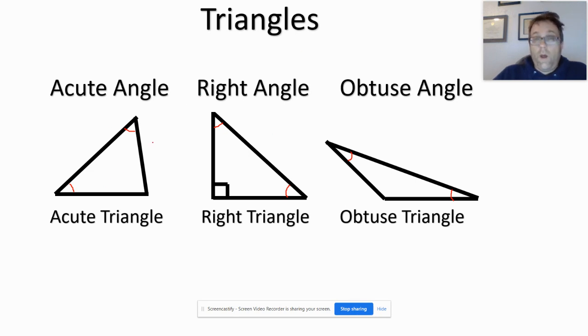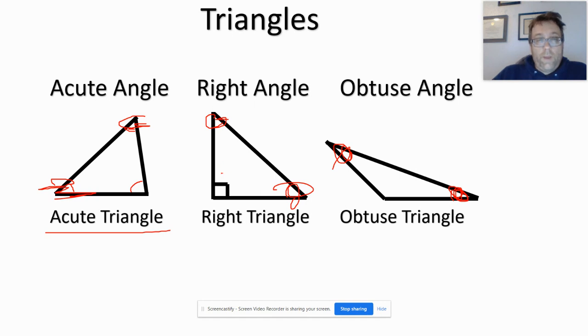So on all of them, eliminate the two acute angles. We're going to take the two acute angles out of all of these. Get rid of all of those. Okay. Now you're going to look at the angle that's left, the third angle. On this one, it's still an acute angle. If I still have an acute angle left, it's called an acute triangle. Acute triangle means all three angles are acute.